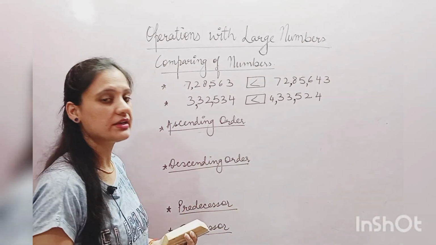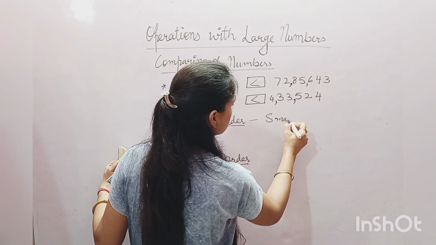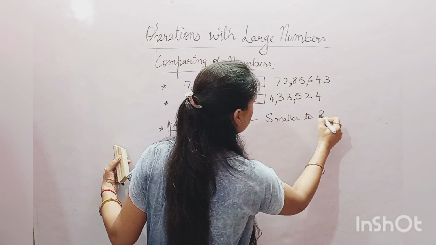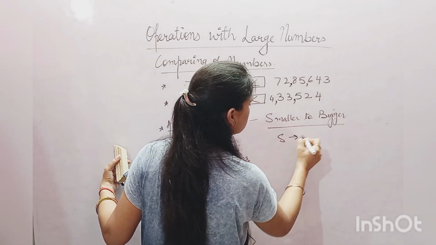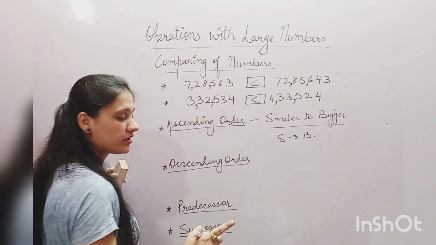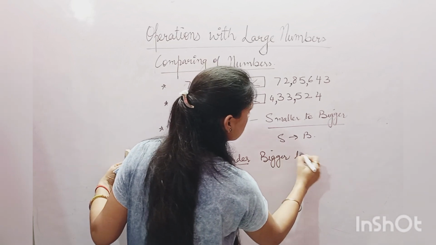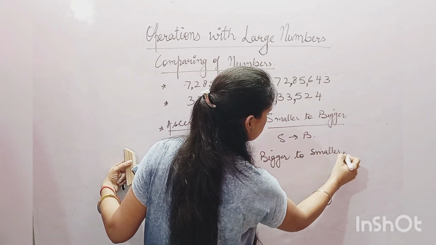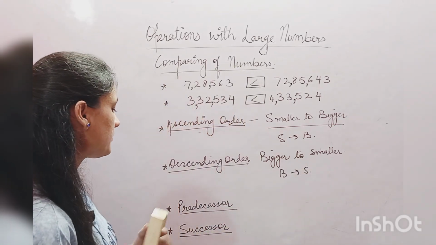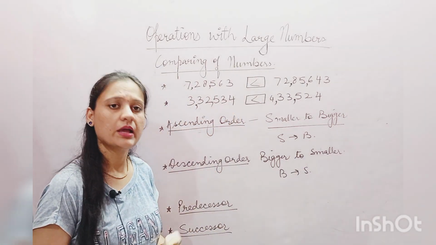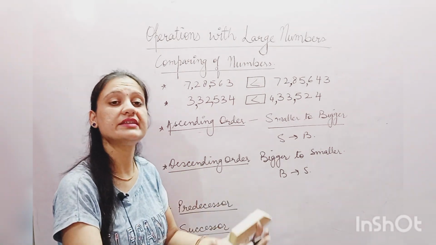Now ascending order. Ascending order is always smaller to bigger, right? Ascending order means smaller to bigger, S to B. And descending order means bigger to smaller, that is B to S. Okay. Now let's understand about predecessor and successor. Predecessor means the number which comes before, and successor means the next number.